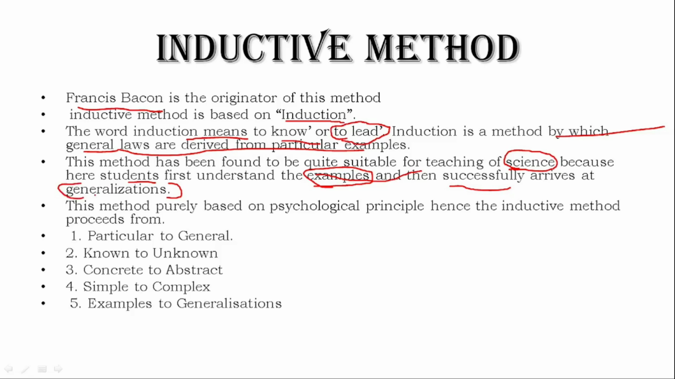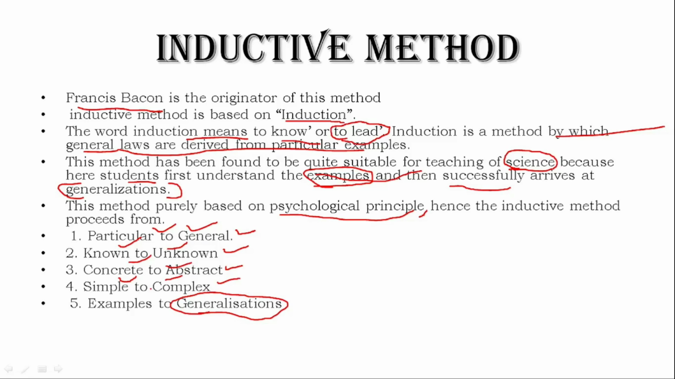So this method is purely based on psychological principle. Hence, the inductive method proceeds from particular to general, known to unknown, concrete to abstract, and simple to complex, from examples to generalizations. This is the meaning of inductive method.